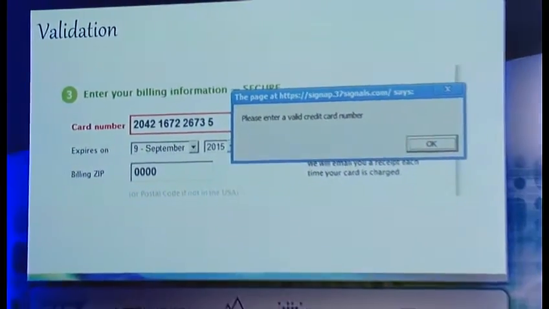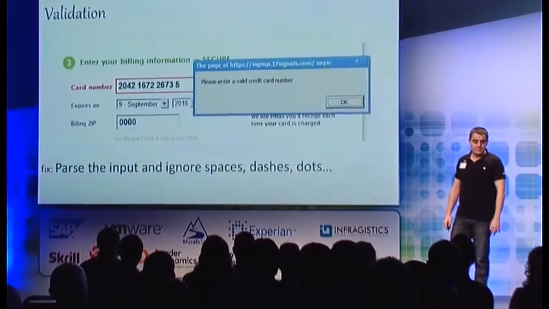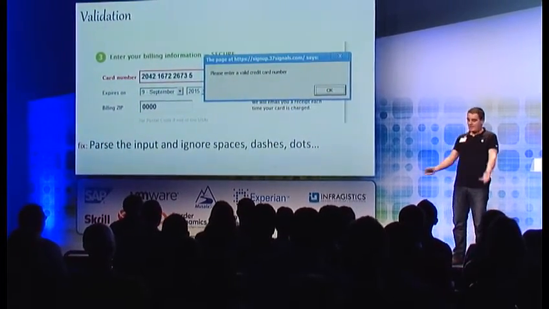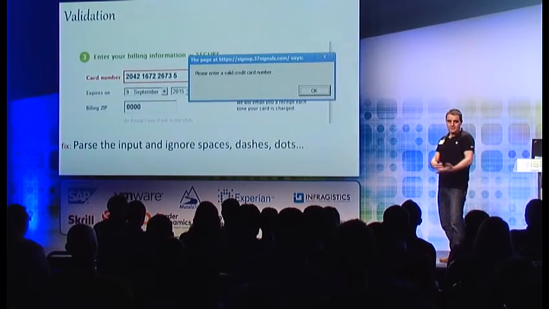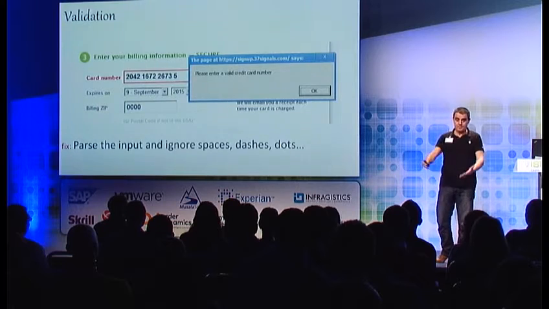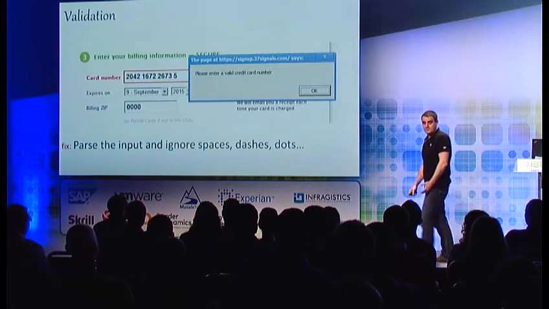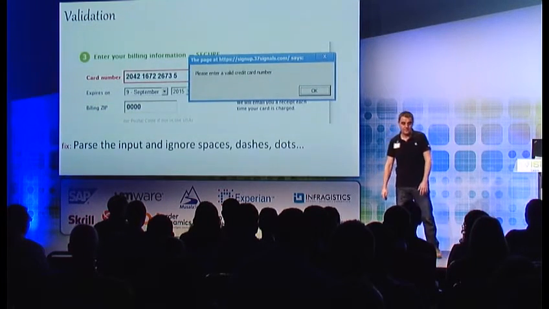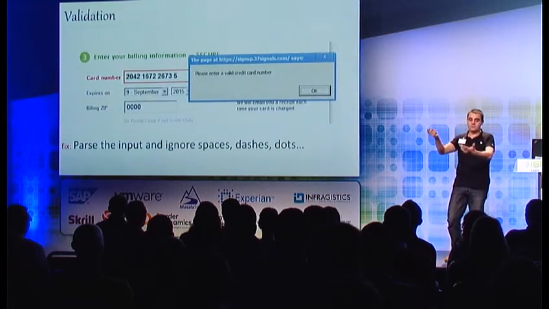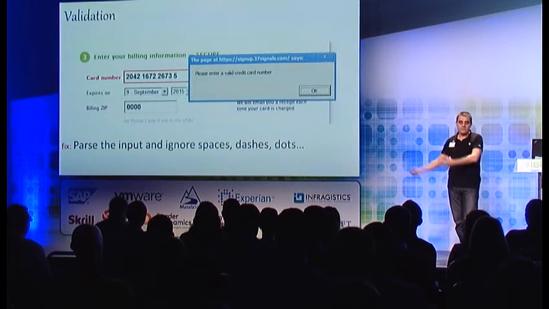Spaces. Yeah, lazy developers. Why the hell would that be invalid? Because the database integrity does not allow spaces there. Well, then parse the input, crop the spaces and take the values only. That's easy. Well, not only spaces, could be dashes, could be dots, could be whatever. Phone number, same thing.